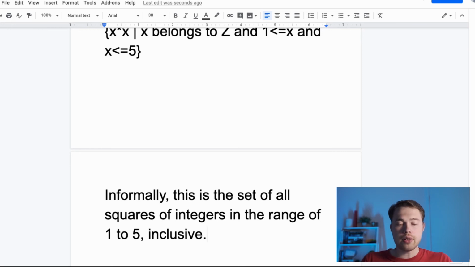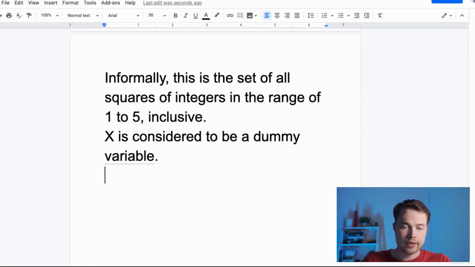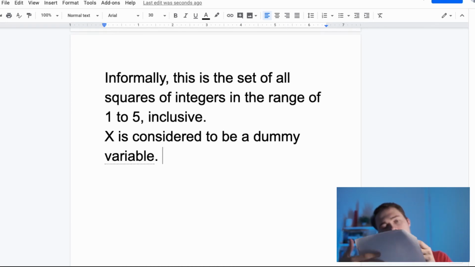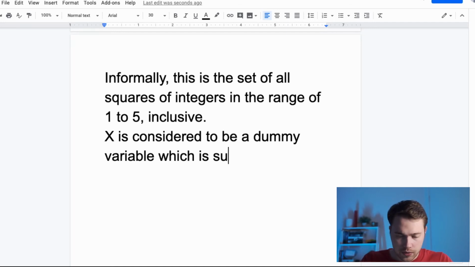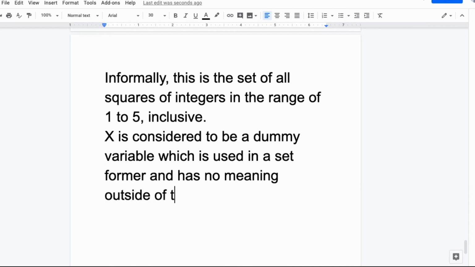Perfect. It's very important that x is considered to be a dummy variable. And the question is, what does dummy mean? Let me give you a formal definition of it. A dummy variable is one which is used in a set former and has no meaning outside of the set former.